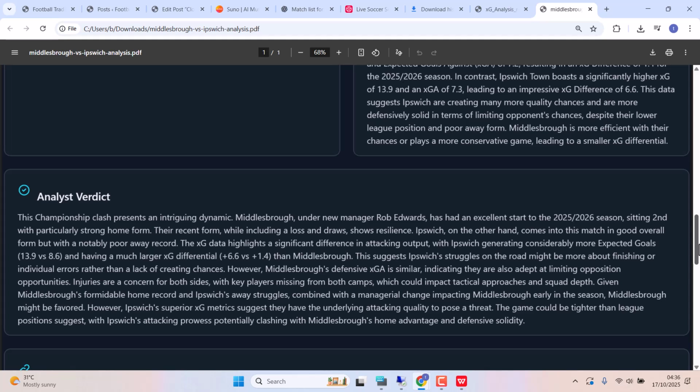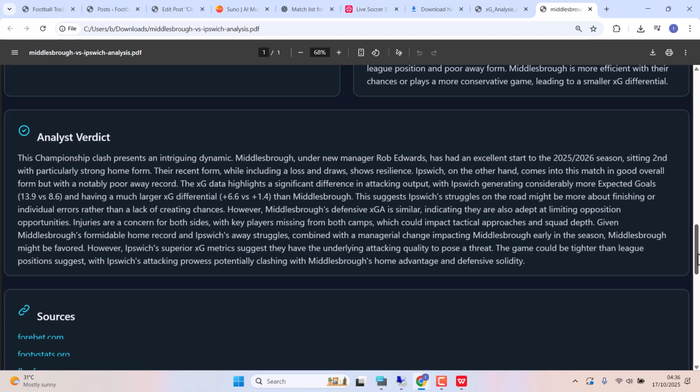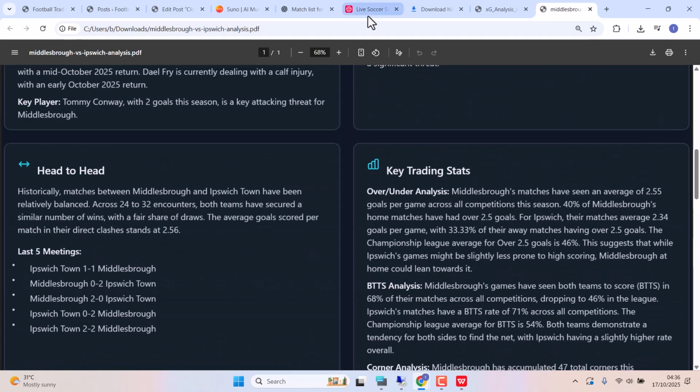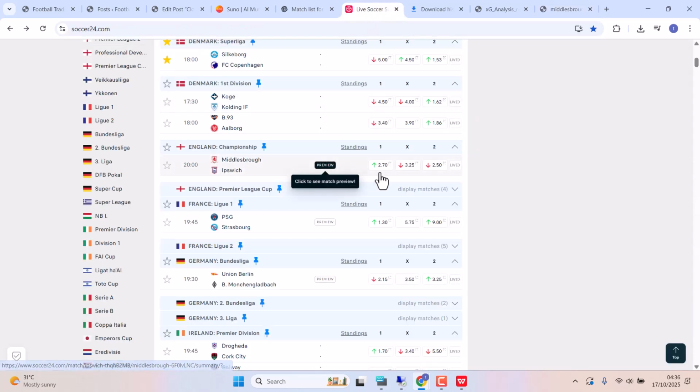Both teams defensively sound, but it is Ipswich's 13.9 expected goals compared to 8.6, which is a very big difference. So that is the reason for 2.5 the favourite. The market cannot split these two teams.